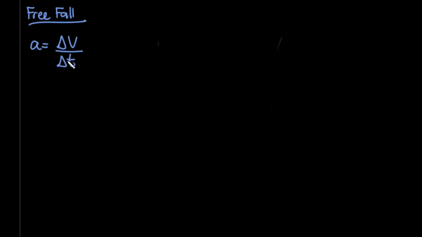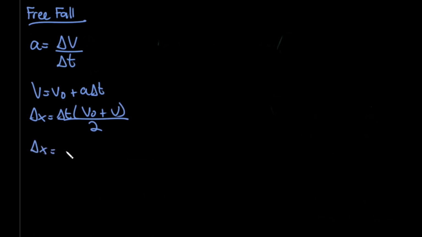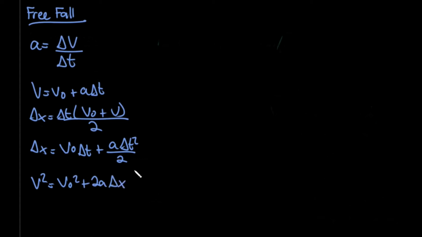And we have a couple of acceleration formulas that we should remember, such as v is equal to v naught plus a delta t, delta x is equal to delta t times (v naught plus v) divided by 2, delta x is equal to v naught delta t plus a delta t squared divided by 2, and v squared is equal to v naught squared plus 2a delta x. So these are our basic acceleration formulas.